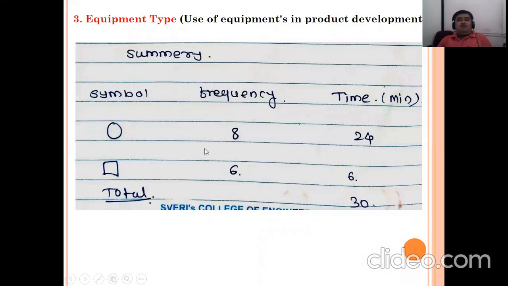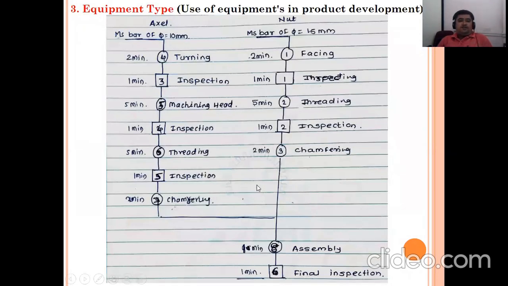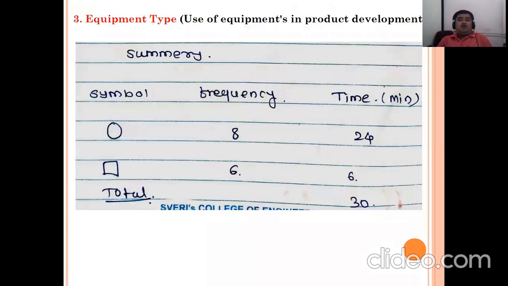Then if you make the total summary for this particular chart, I am asking: operation, how many times is it used? 1, 2, 3, 4, 5, 6, 7 and 8 times the operation symbol is used. And what is the total time of that? So 8 times operation frequency is used and total time required is 24 minutes.